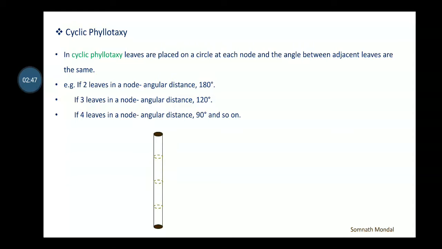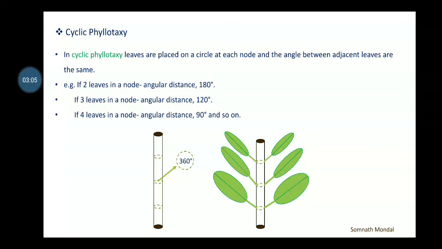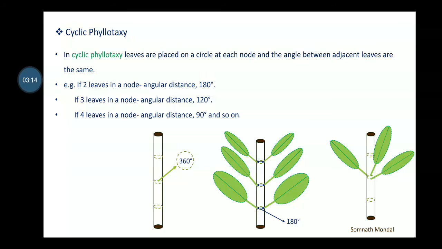So in this diagram, a node is equivalent to a circular region, that is all over it is 360 degree an angle. Now if two leaves are present on a circle, then they are 180 degree apart. If three leaves are present in a node, then they are 120 degree apart from each other.